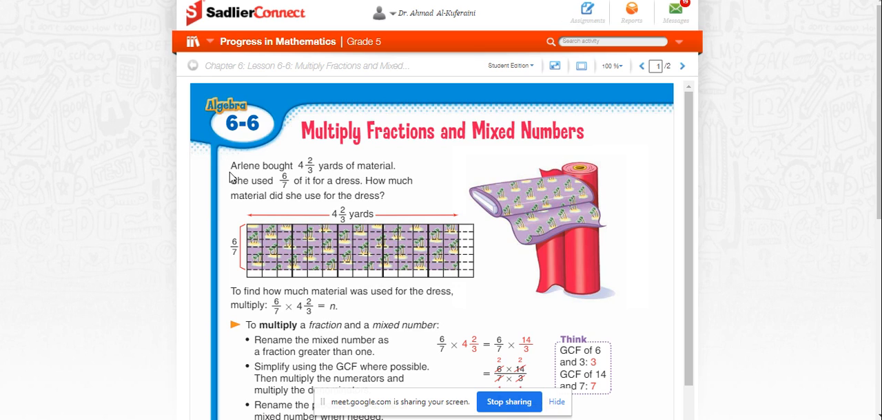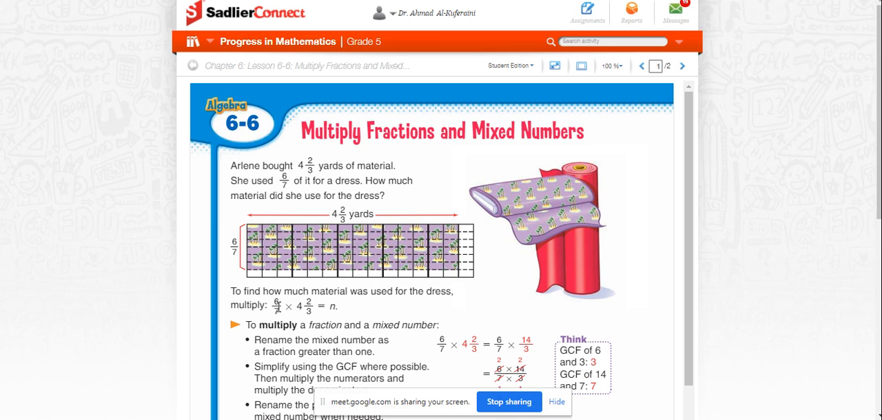Yamira, can you read the problem in the beginning of the lesson? Arlen bought 4 and 2 out of 3 yards of material. She used 6 out of 7 of it for a dress. How much material did she use for the dress? Now we have 4 and 2 over 3 yards in length and 6 out of 7.